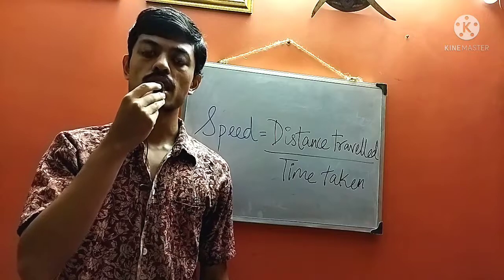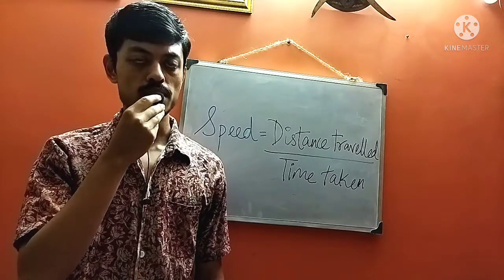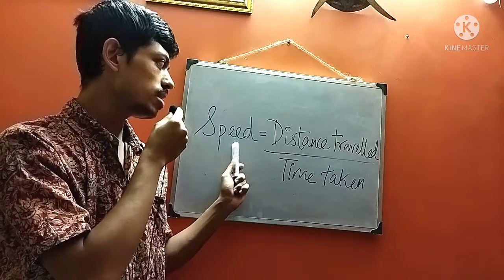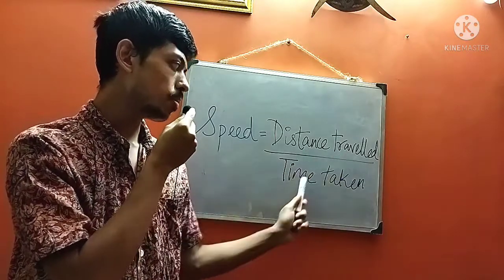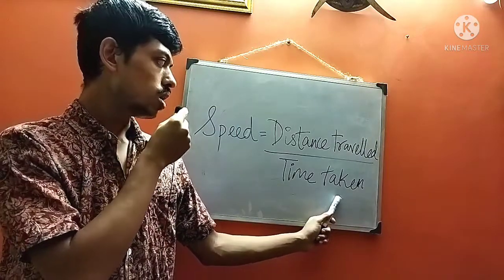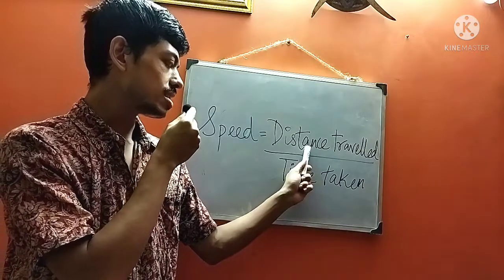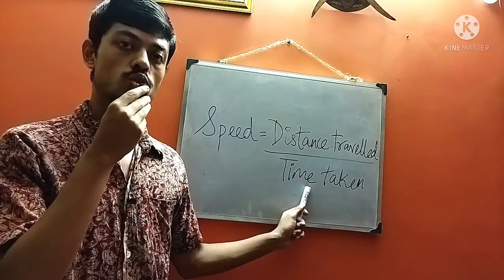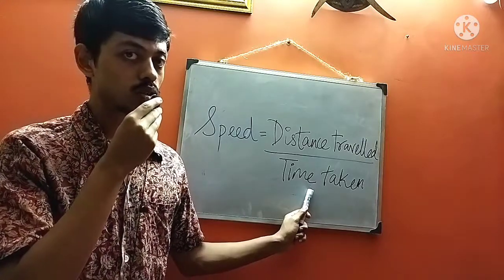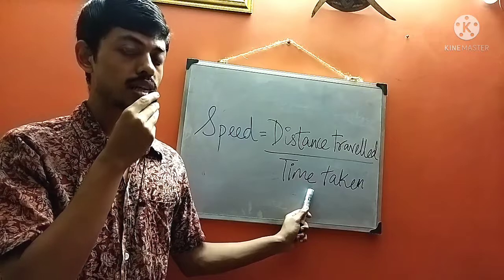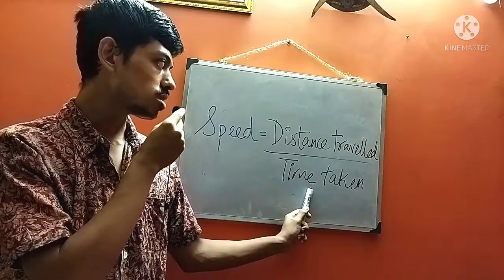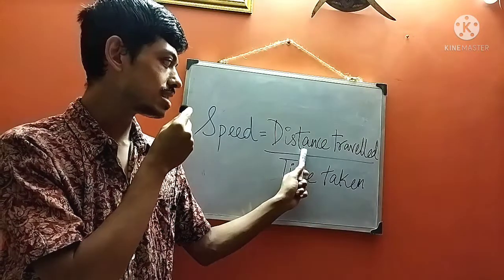In our previous classes on speed, we have learned the formula of speed, that is, speed equals distance traveled by time taken. So the relationship between distance and time can be shown by a pictorial representation. What is that pictorial representation? It is a graph, a graphical representation which shows the relationship between distance and time.